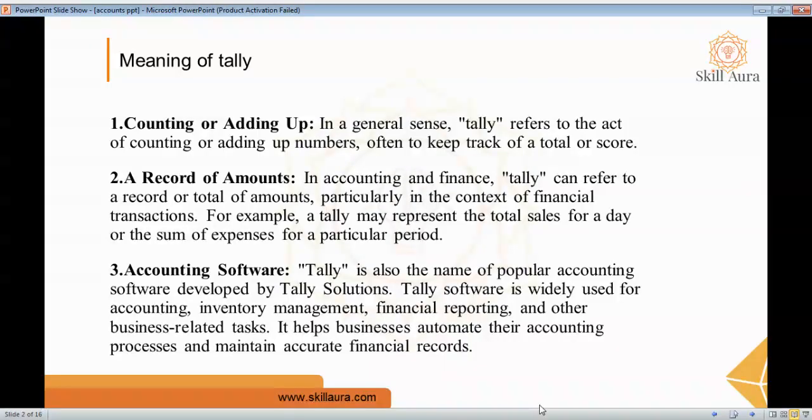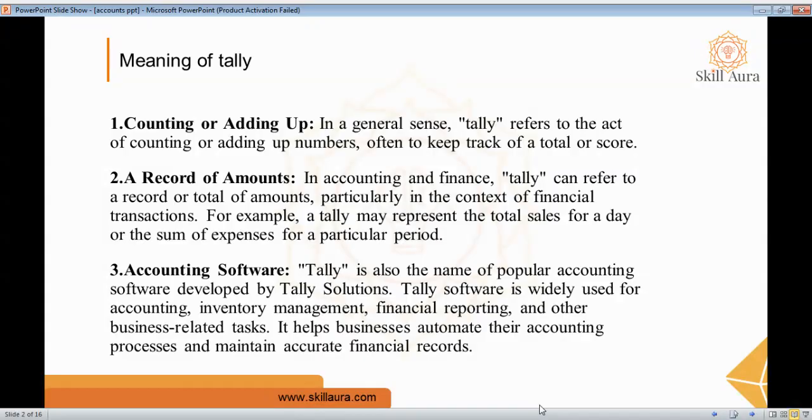So, first we understand the meaning of Tally, and in the last class we have understood the basics of Tally and each and everything. So just we'll recall this Tally. Tally is an accounting software which is used for managing and maintaining the financial records, transactions, and accounts. It is one of the popular ERP solutions for small and medium-sized businesses.